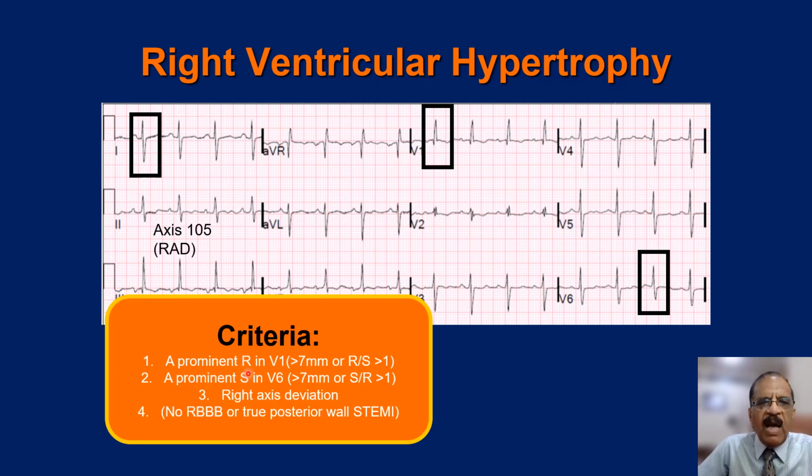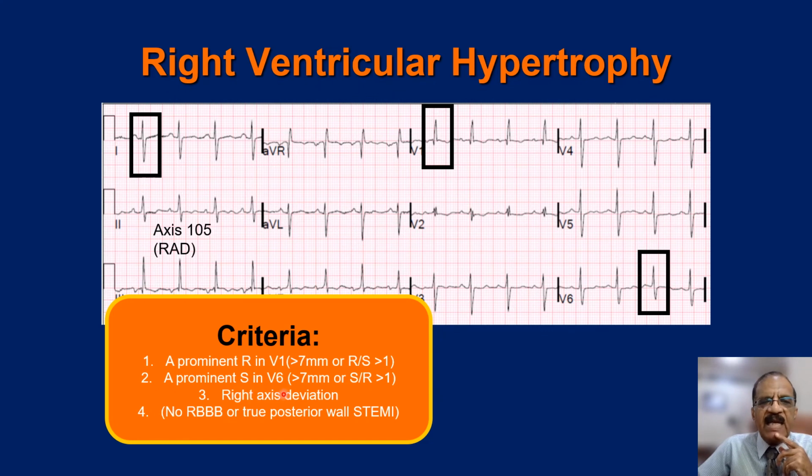A prominent R in V1, which is either more than 7 millimeter, which is actually the case because one large square is 5 and it is definitely 8 small squares. So that fulfills the criteria, 8 millimeter, or RS ratio is more than 1. RS ratio more than 1 means that the R wave is bigger than the S wave. In this case, there is no S wave at all. So this is definitely much more than the required criteria.